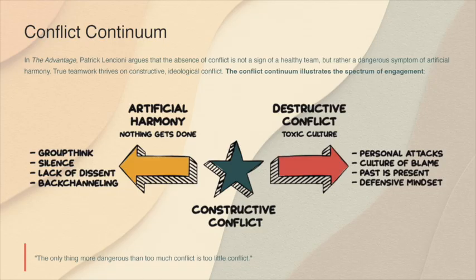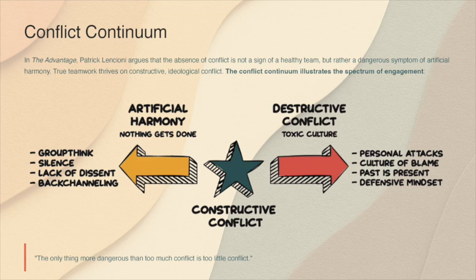On the other side is something called artificial harmony. And that's actually just as unhelpful, as the quote says at the bottom. The only thing more dangerous than too much conflict is too little conflict. So this artificial harmony idea is where people don't really speak up at all. There's a groupthink process. Groupthink is when we never speak up against anyone else's ideas. We don't ever offer anything different than what's already put on the table. And back channeling can really readily happen. That's another way of saying gossip, right?